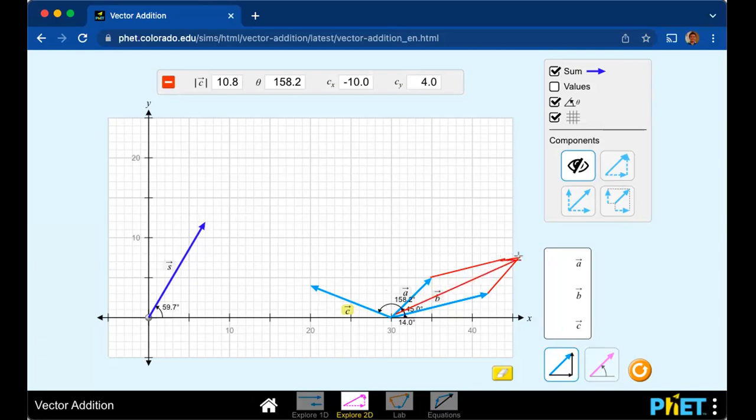Now to add vector C, you need to draw another parallel line, but this time parallel to C, and then parallel to AB. And finally, the resultant is the diagonal line. Let's just change the color. Look, did you notice something?